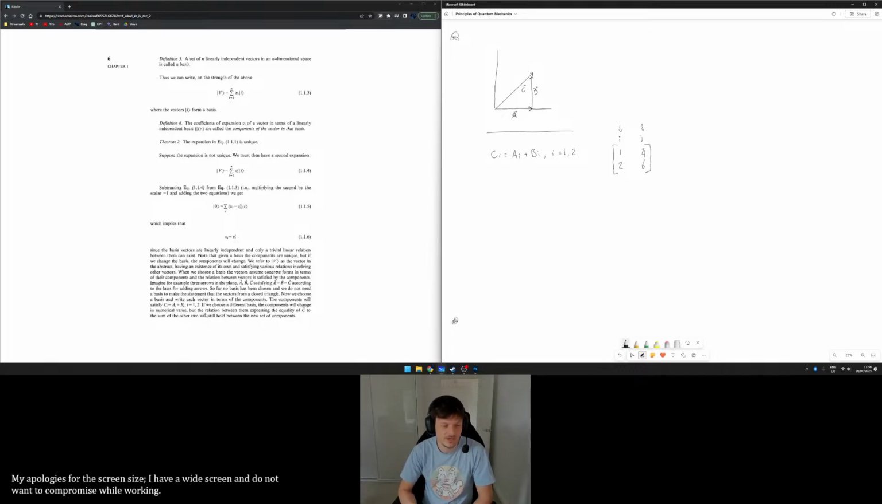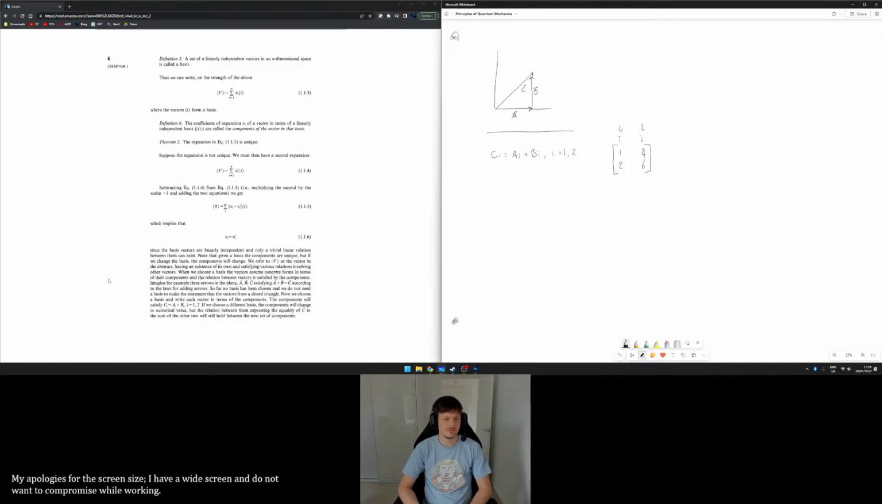If we choose a different basis, the components will change in numerical value, but the relation between them expressing the equality of C to the sum of the other two will still hold between the new set of components. So if we form a basis, then they must be linearly independent. It's saying that the components will satisfy that. Maybe this is not quite right. Let me continue on.